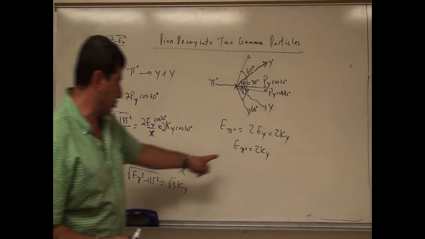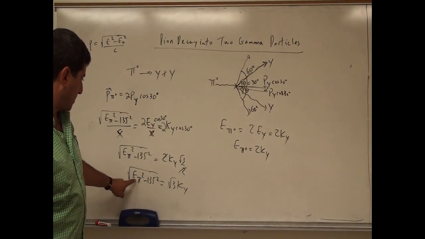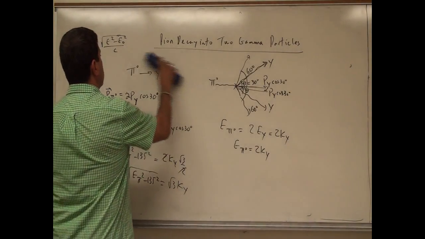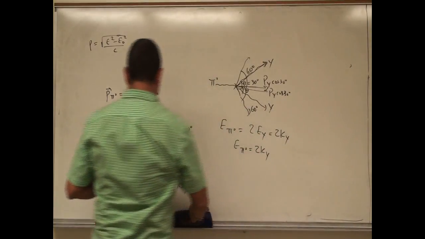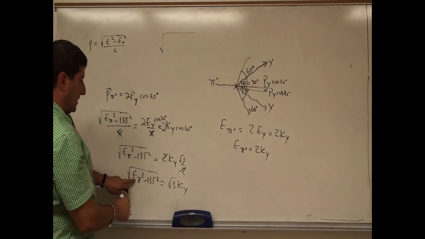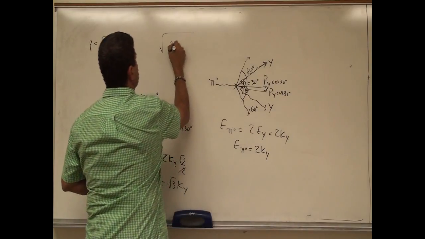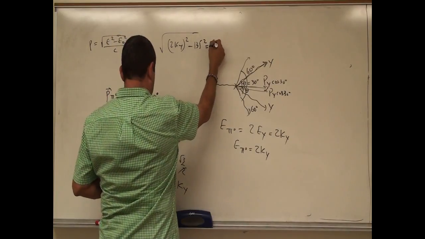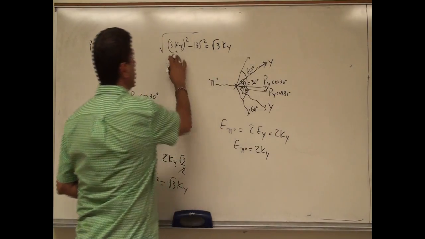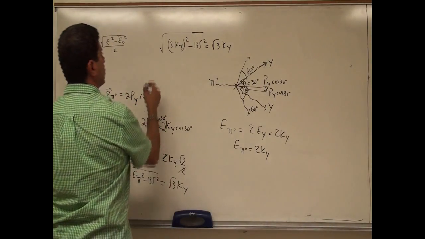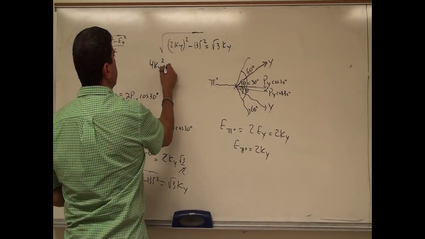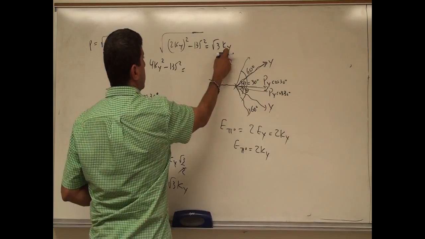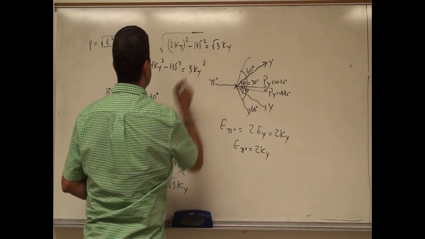I can say the energy of the pion is twice the kinetic energy of the gamma, so I put that in: the square root of (2 kinetic energy of the gamma) squared minus 135 squared is equal to root 3 times the kinetic energy of the gamma. Then I can square both sides, getting 4 kinetic energy of the gamma squared minus 135 squared, and getting rid of the square root, equals 3 kinetic energy of the gamma squared.